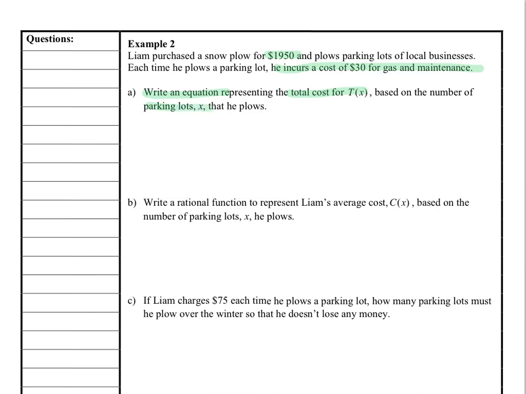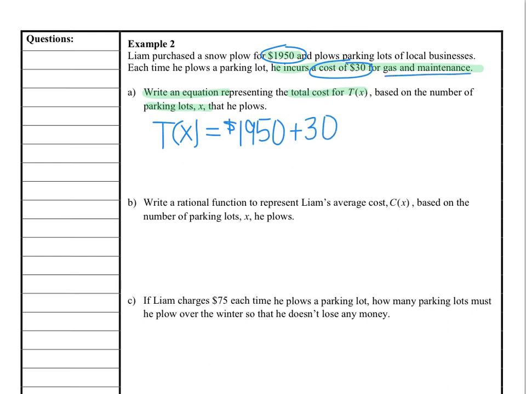So it's how much he's spending, not how much he's making. So the total cost, we're going to write it as T of x. Well, he pays that $1,950 to purchase a snowplow, plus he is paying $30 for gas and maintenance each time he plows a lot. So that's going to be times the number of lots, or just x. So there's our equation for his total cost.